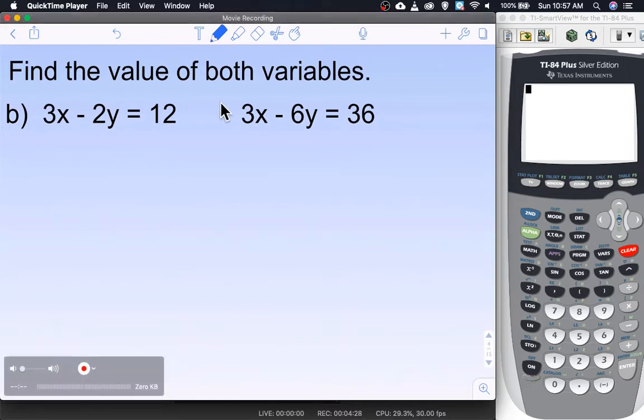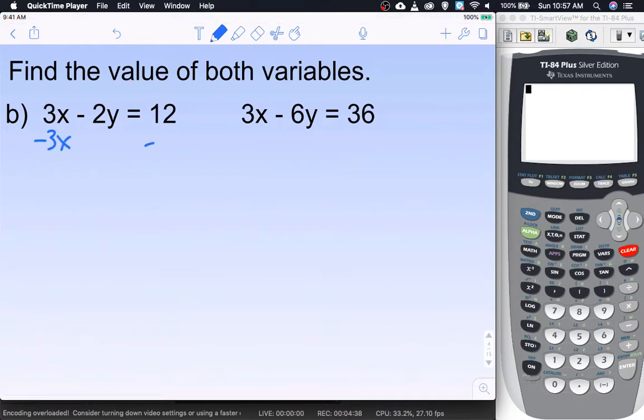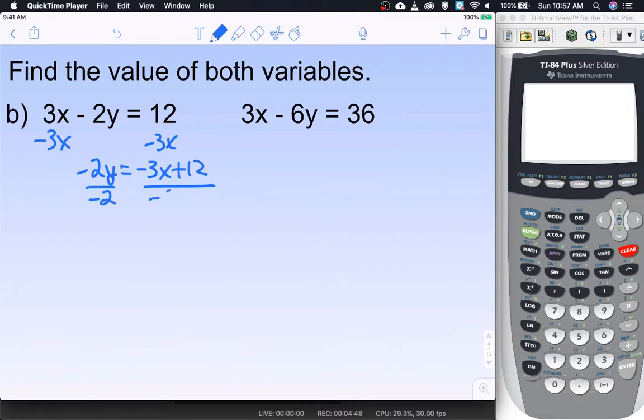So let's see what happens if you get a fraction. Okay, I'm going to solve for this y right here. I'm just picking something. So if I subtract 3x on both sides, negative 2y equals negative 3x plus 12. I'm going to divide by negative 2 on both sides, and y equals a positive 3 over 2 x minus 6. So I've solved for y.